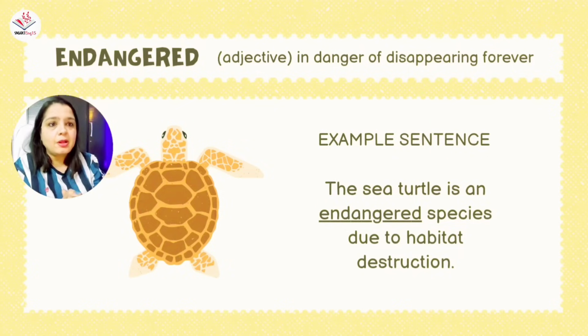Let's take an example. The sea turtle is an endangered species due to habitat destruction. Habitat destruction means जब किसी भी animal का या plant का जो habitat है वो destroy कर दिया जाता है और उस animal के पास sufficient place नहीं होता, to stay, to live and to enjoy its life.